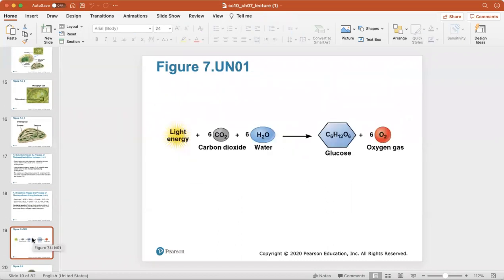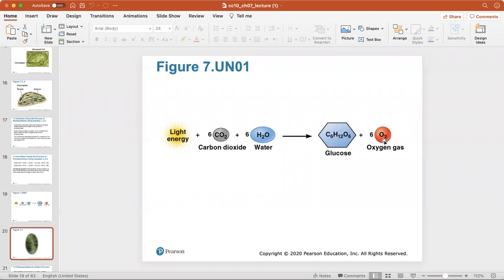So here's a look at just a basic chemical equation for photosynthesis. Plants will take in light energy from the sun. They'll take in carbon dioxide as well as water. And from that, they produce glucose, this 6-carbon molecule, as well as oxygen gas. So plants take in the carbon dioxide that we exhale, and in return, they give us glucose, or plant material that other animals can eat, as well as oxygen gas that we can breathe back in.